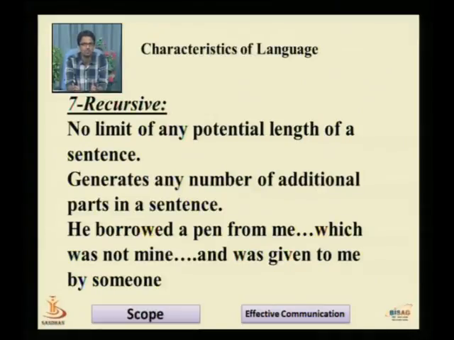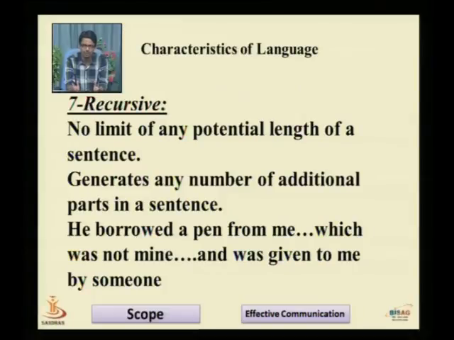Language is recursive. That means no limit of any potential length of a sentence. It generates any number of additional parts. For example, have a look. He borrowed a pen from me. Fine. If you want to place full stop here, you can. Your sentence ends here. Your purpose is over. But if you don't want to put full stop here, then it can be continued like this.